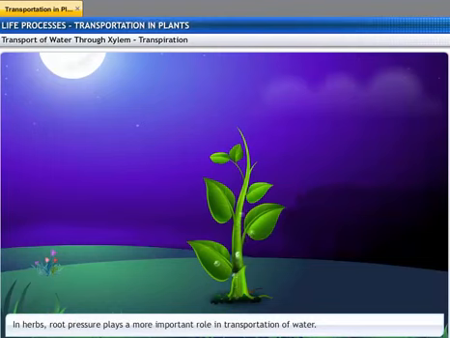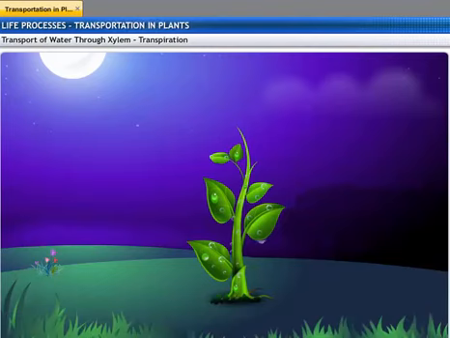Transportation of water in small herbaceous plants is influenced by root pressure. It usually occurs during the night when soil moisture is very high. Water is lost in the form of water droplets, which we often see as dew on leaves.